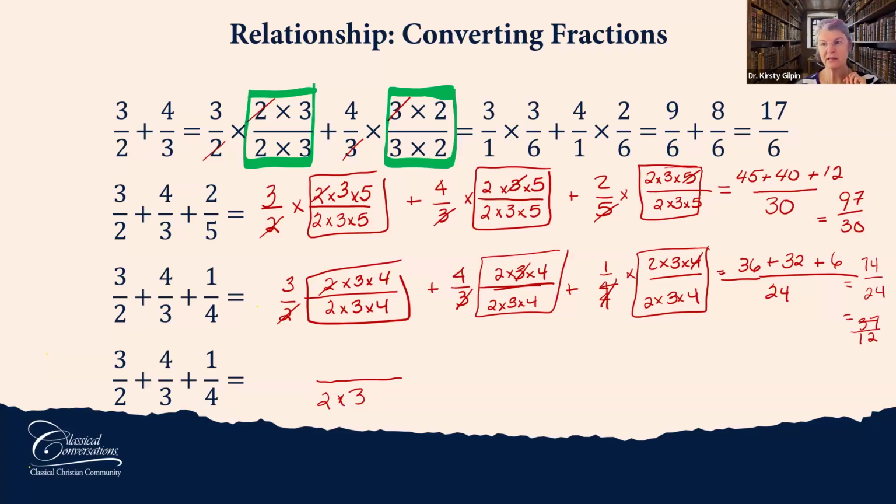I need more factors of 2. How many more factors of 2 do I need? Just one more. So 4 is 2 times 2. Well, I already have 1, so I just need one more factor of 2.